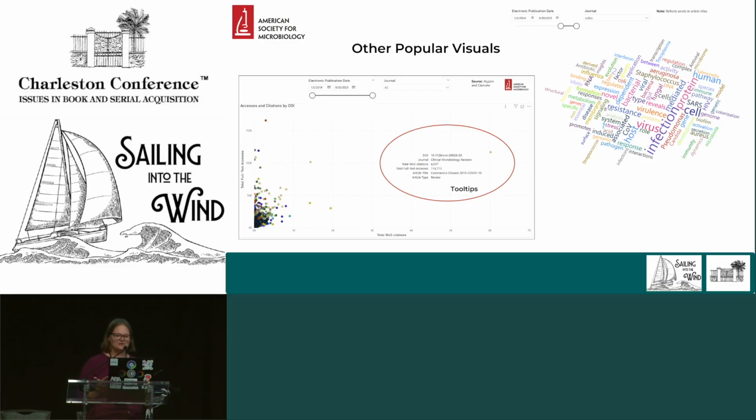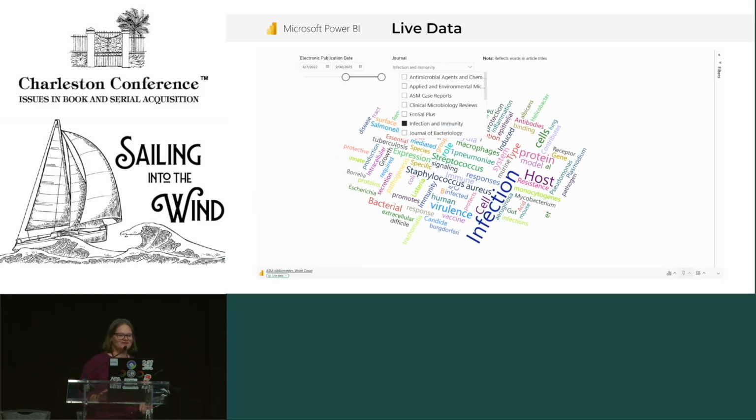Another visual that's really been popular has been the word cloud. This is based on the article titles of specific journals, and I think our managing editors use the word clouds a lot for presentations to editorial staff and things like that. So those have been really popular. I've been asked many times to tweak the data for them in certain ways for them to use the word cloud.